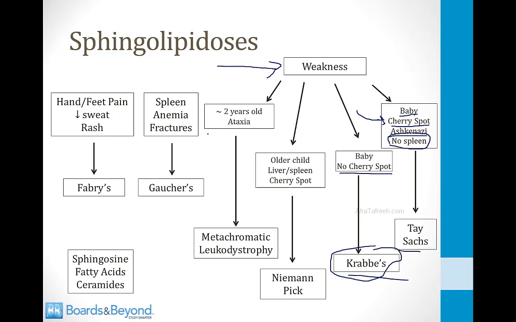We talked about metachromatic leukodystrophy on the last slide. Remember, it's usually a child that's 2 years old or older. This child should be walking, and therefore you will see ataxia and falls as a major feature, in addition to all the other neurological progressive symptoms that you can also see in Krabbe's.